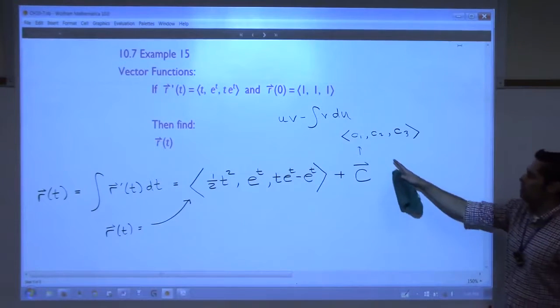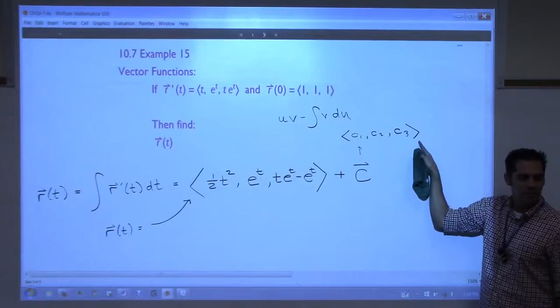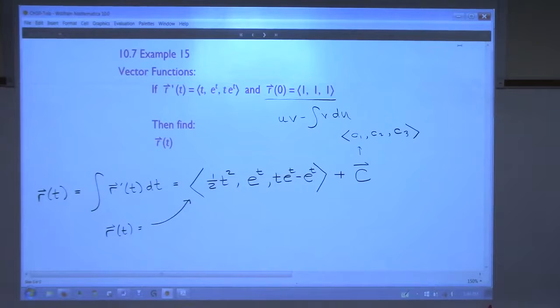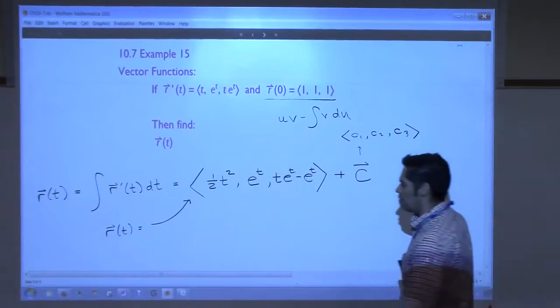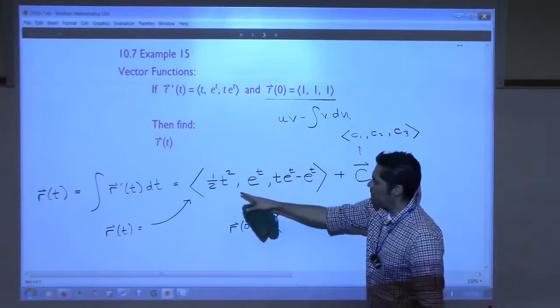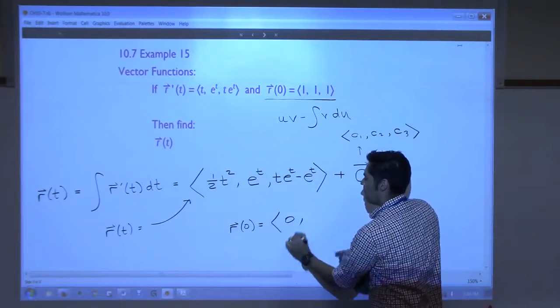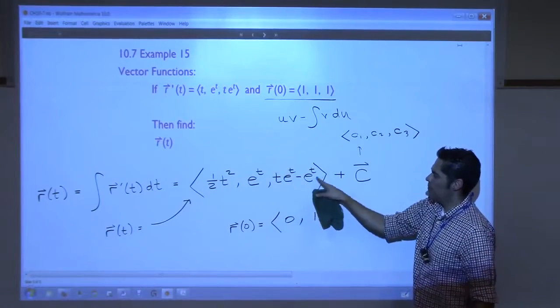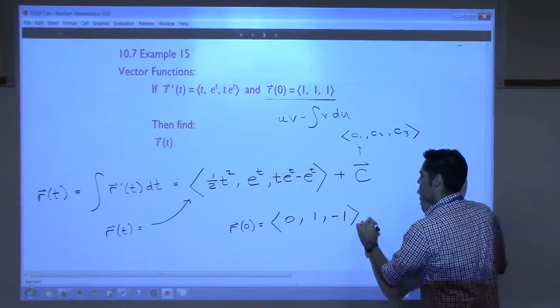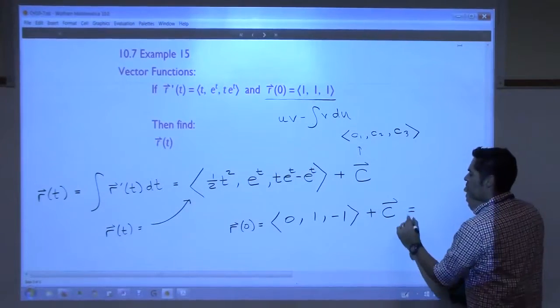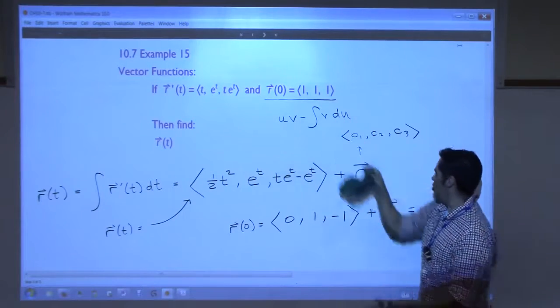Now I'd like to nail down what these constants are. So to do that, I'm going to use the given information. I know that R of 0 must be the vector 1, 1, 1. So let's plug 0 into this. What is R of 0? Into my vector function, I get what? 0, 1, -1, plus some constant vector, right? Must equal what? 1, 1, 1.